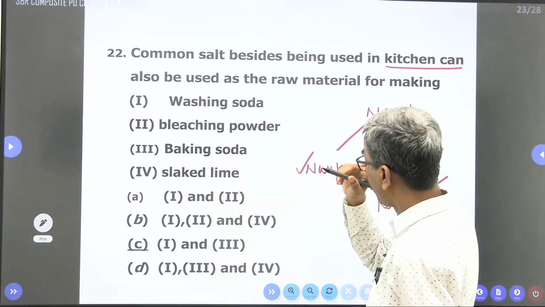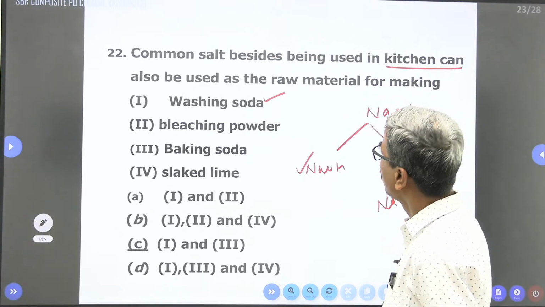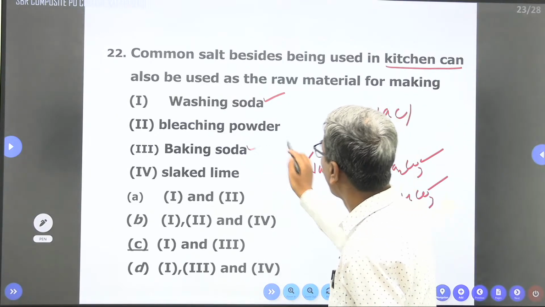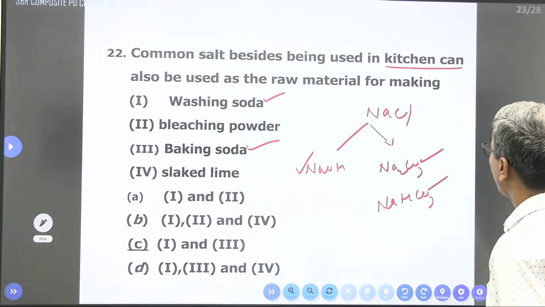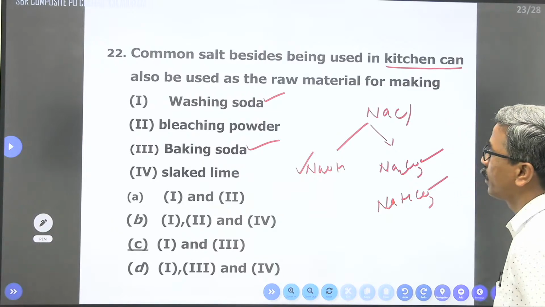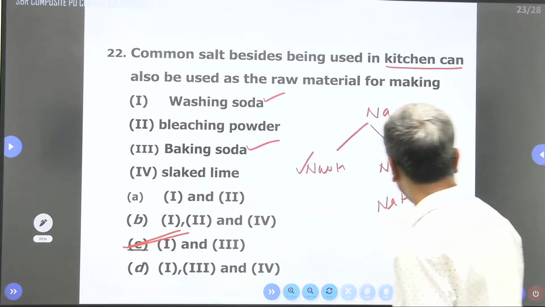Now, sodium carbonate is washing soda, and it can be prepared by using that one. And next, baking soda is sodium bicarbonate. So based on that, for this question, the third option, C, is the correct option.